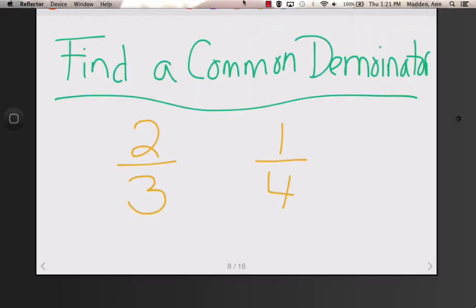Hi, this is Sandra. Another way to compare fractions is to find a common denominator. Here is Miss Madden to tell you how.